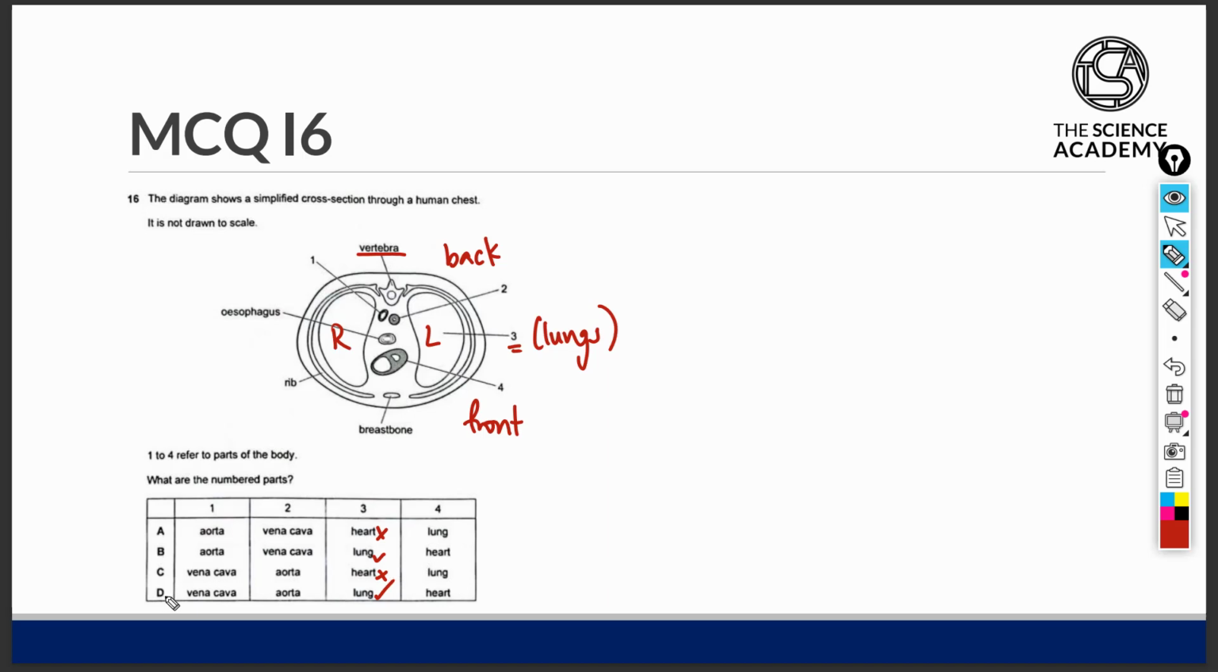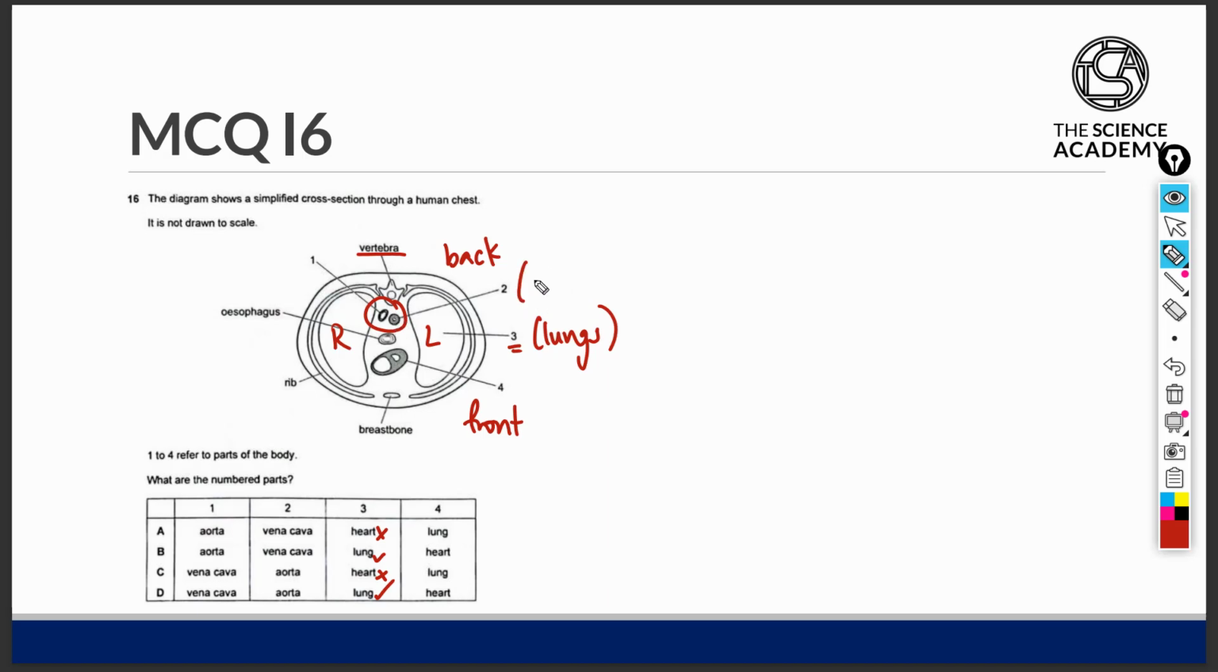Looking at options B and D, 1 and 2 must have been the aorta and the vena cava coming from the heart. So let's take a look at structures 1 and 2. We see that structure 1 has a wider diameter or a wider opening, while structure 2 has a smaller opening with thicker and more muscular walls.